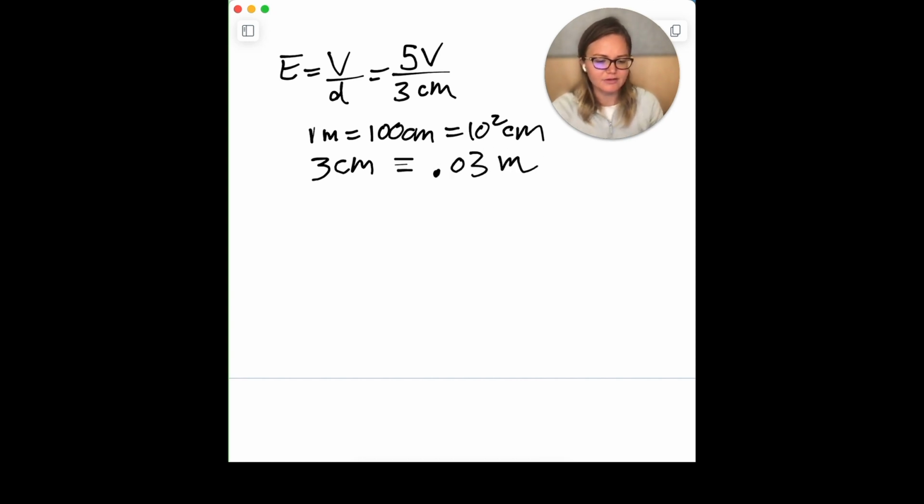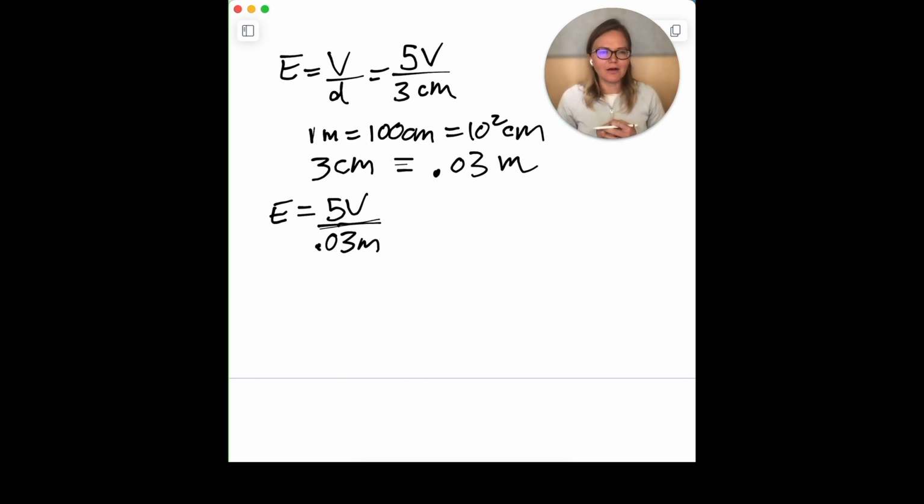So 3 centimeters is going to be equal to, if we move that decimal point 2 places to the left, 0.03 meters. Now, if we had been going in the opposite direction, we had 3 meters and we wanted to convert to centimeters, then we would move that decimal place to the right. So 3 meters would be equal to 300 centimeters, moving that decimal place 2 to the right. Okay, so that was just a quick review. So our electric field equals 5 volts over 0.03 meters. How are we going to get to newtons per coulomb from that?